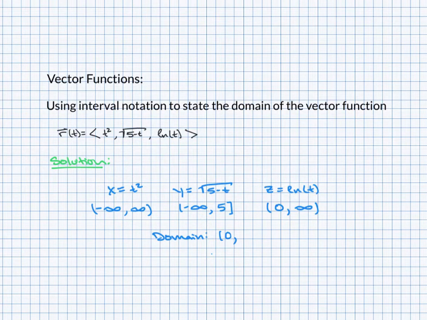Looking at the second part, we have infinity, 5, and infinity. We can see that while two of these go to infinity, one of these equations is restricting us to 5 with a closed bracket. So we have 5 closed bracket. So that is our domain of this vector function, that satisfies each of these three components.